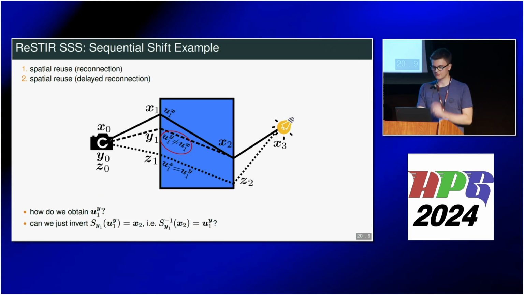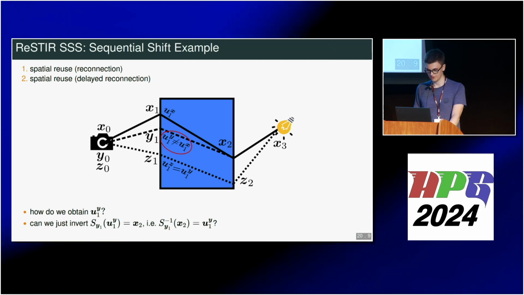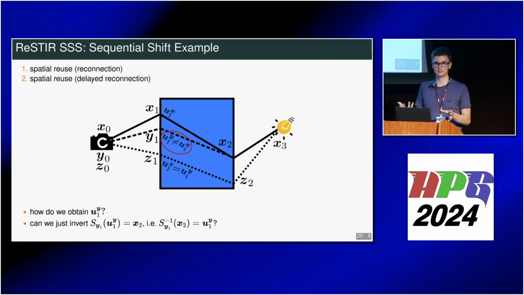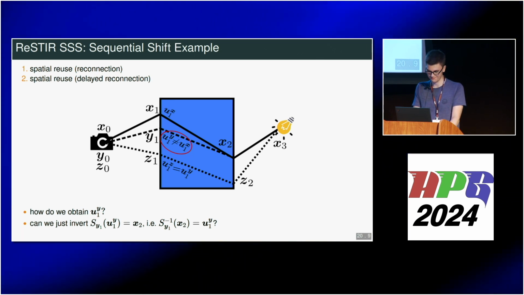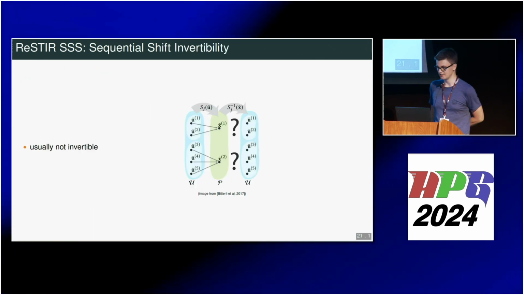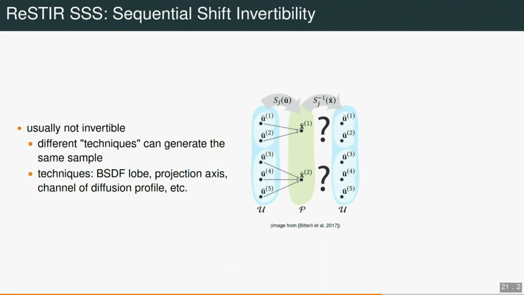And the natural question to ask here is whether we can just invert the sampling procedure. So given y1 and x2, can we just get these missing random numbers to fix our sequential shift? And unfortunately, it's usually not invertible. And the reason for this is that different techniques can generate the same sample. So what do I mean by this?